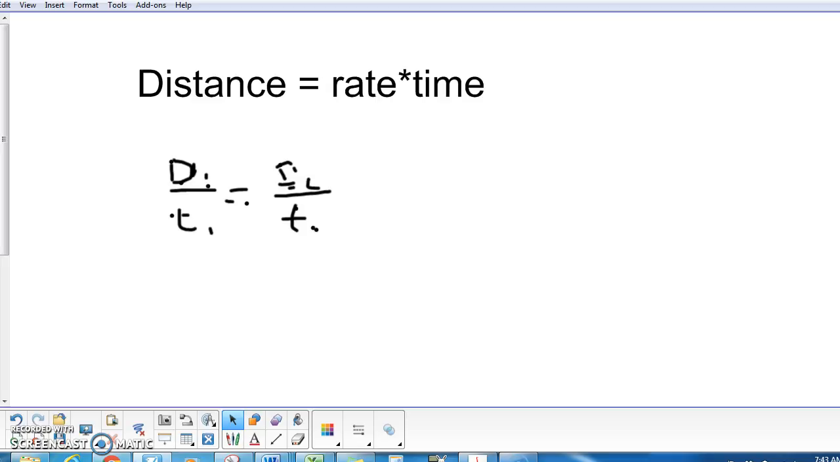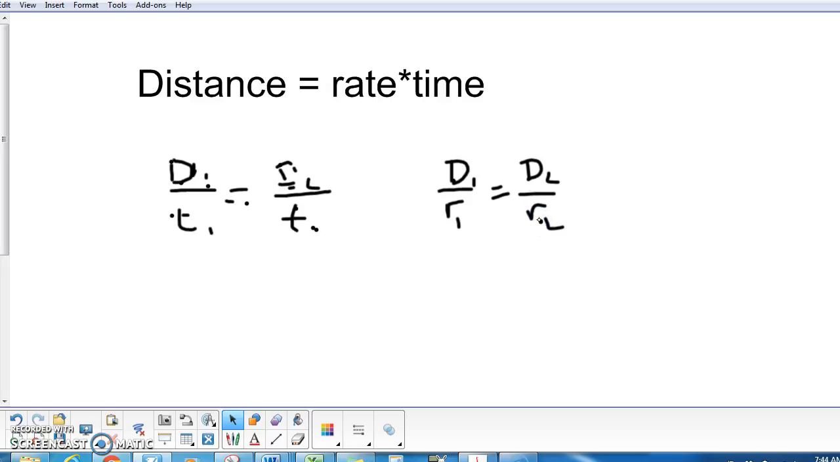If you know that the time for two different people is the same, but maybe they're going different speeds, or maybe they have different distances, if you know the time is the same, you can go D1 over R1 equals D2 over R2, and then solve that equation.